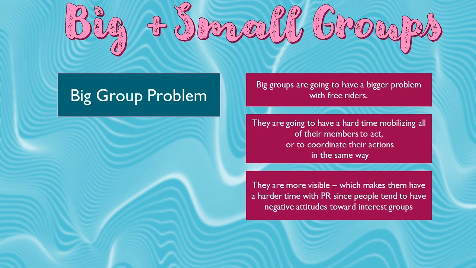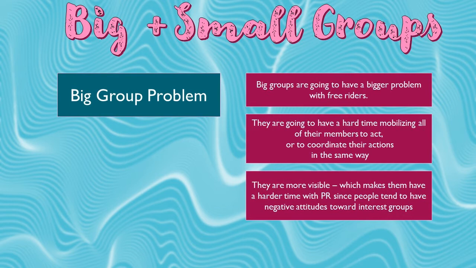But they're going to have a hard time, even with their members, trying to get all their members to mobilize in the same way, to act together, to be able to coordinate all the members of their group in an effective way. That's difficult for a big group, especially think about the National Organization for Women. It's impossible to be able to get all of the members of the National Organization for Women on the same page. They'll each have different priorities and goals of their own. So big groups have a tough time mobilizing all of their members to act together.